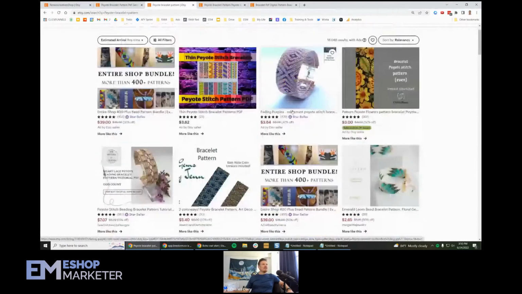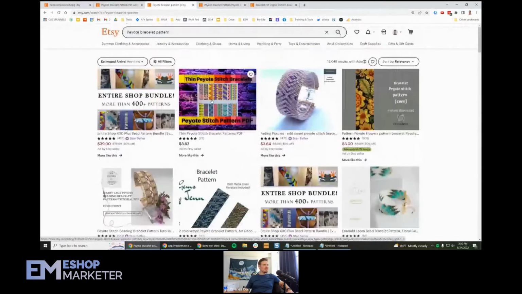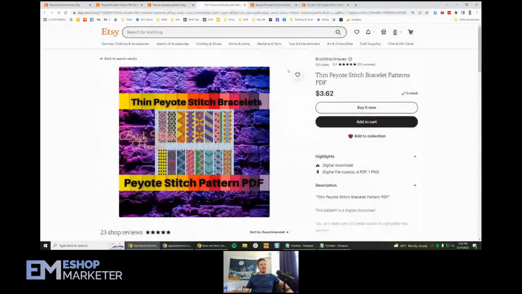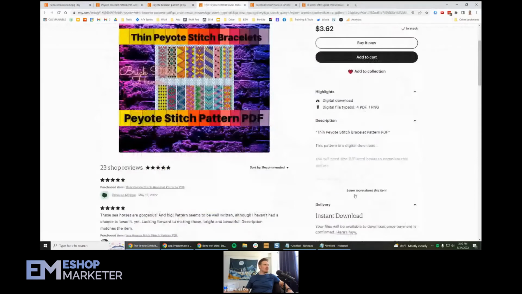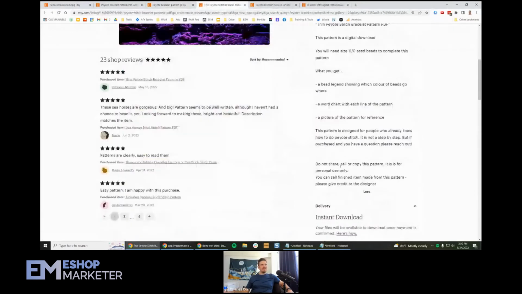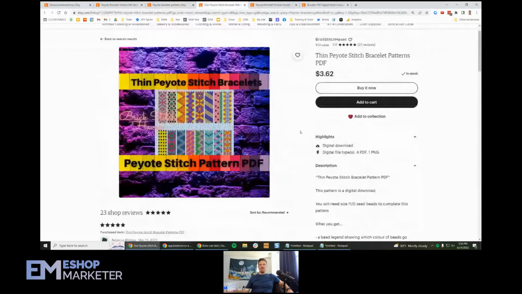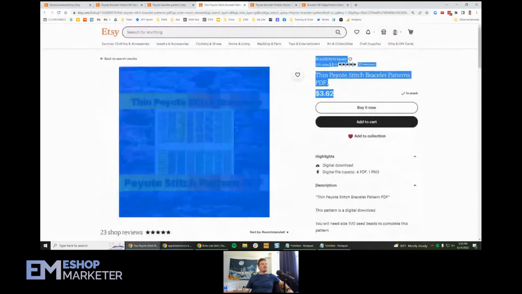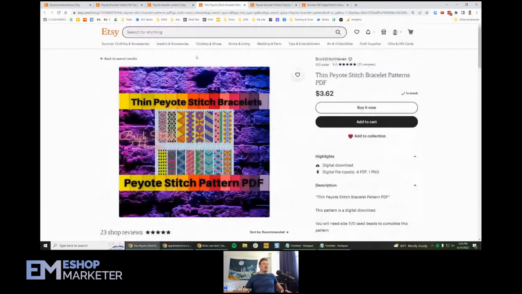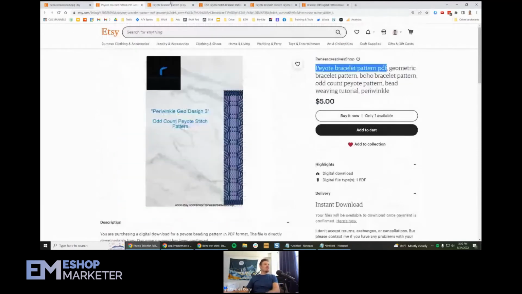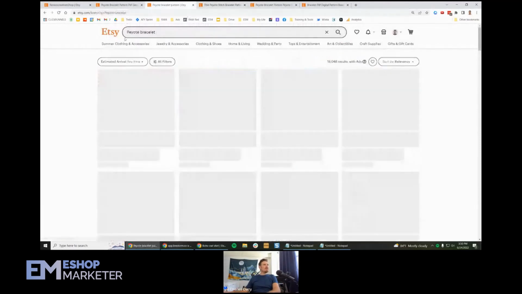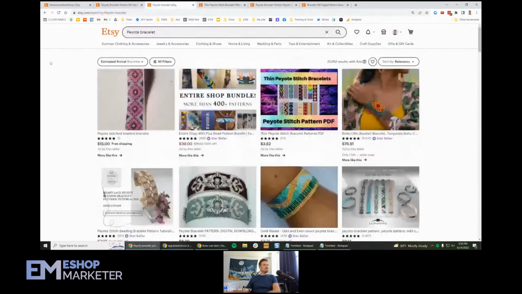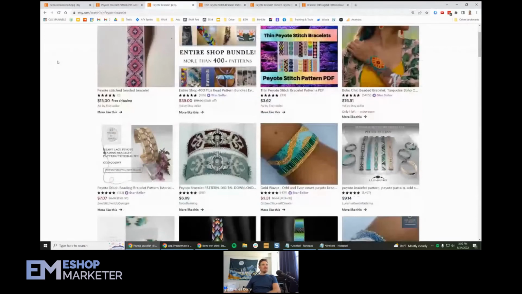Or look, if you look at this one, I don't know how many designs this is, but it looks like a bunch. They're selling like 10 different designs or something for $3.62. So if you can make these items, a lot of times you can sell them for so much more money. Let's look up peyote bracelet. Maybe not. Maybe the cost is still really, really low. But you know, sometimes it's not.